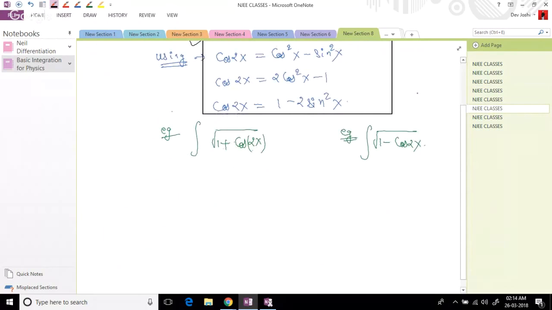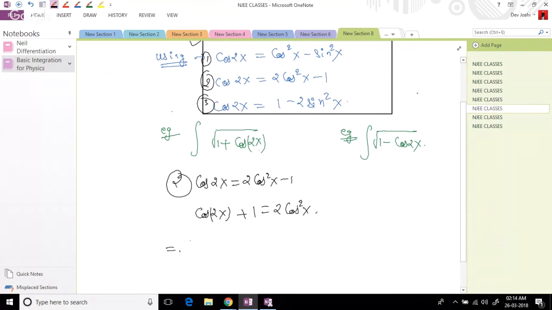So integral of under root of 1 plus cos 2x. So we can say cos 2x plus 1. Let it be the first property, the second, the third. Using the second property, cos 2x is equal to twice cos square x minus 1. So simply cos 2x plus 1 is equal to 2 times cos square x. Correct. So put its value in the first equation: integral of under root of 2 times cos square x dx.